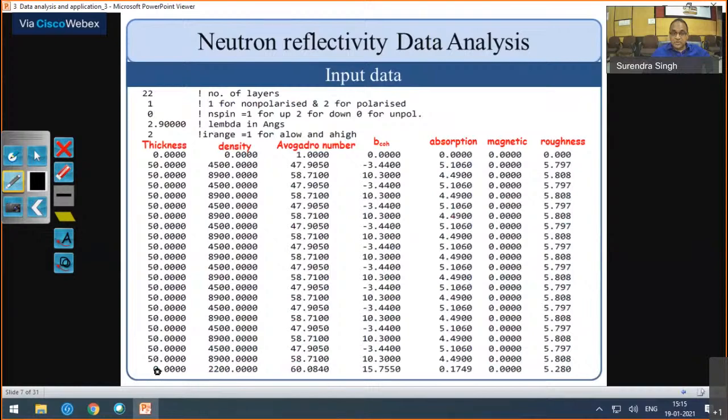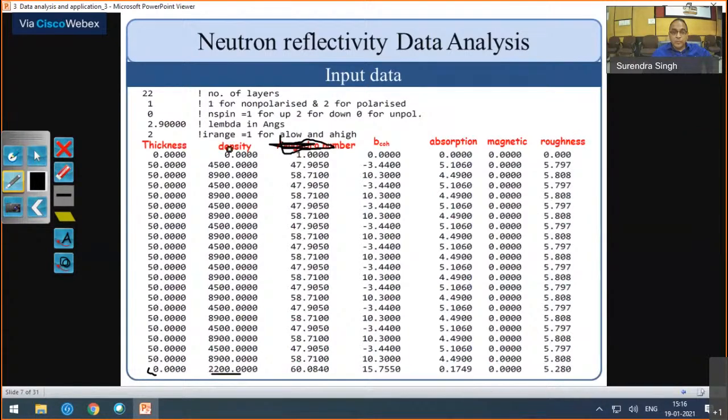First, this is the substrate over here at the bottom. We have a glass substrate, so the density of glass is in the second column. This is in kg per meter cube. Then we have to give, sorry, this is not the Avogadro number, this is the atomic number. This is the atomic number for glass, SiO2. This is B coherent. This is the absorption part of the value, and this is the magnetic moment. Since we are doing unpolarized, you can see 0.00, and then this is the roughness in angstrom.